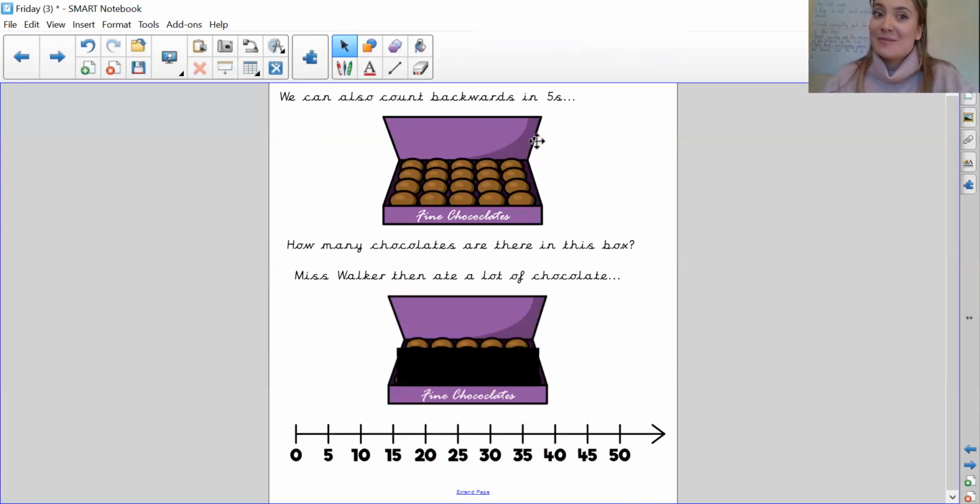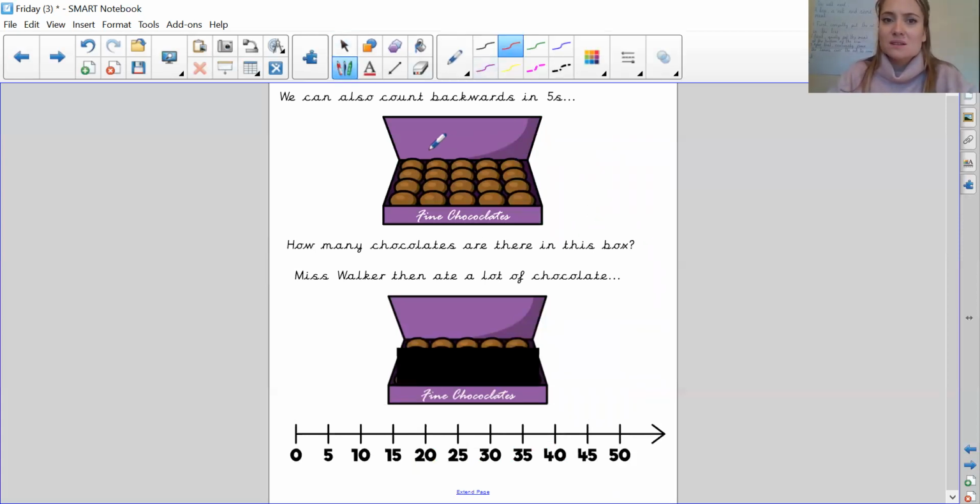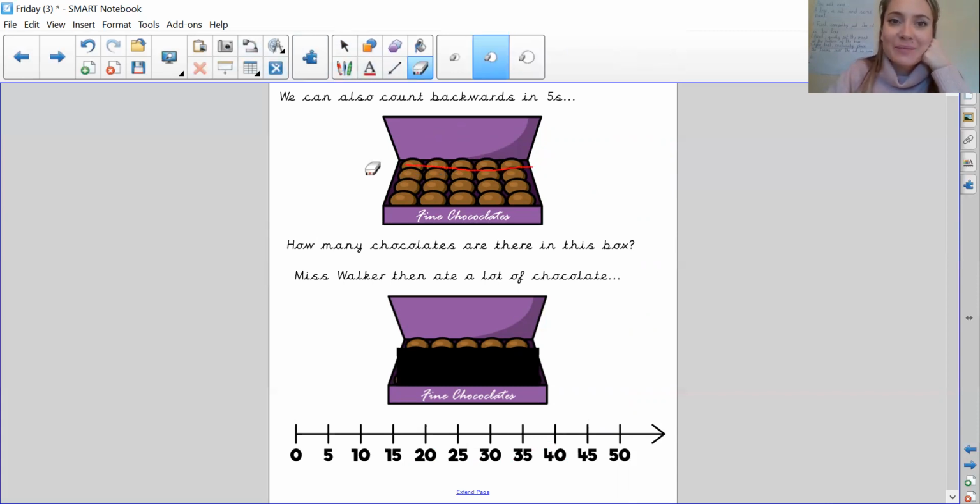Okay. Challenge now. So we can also count back in 5s. So how many chocolates are there in this box? Should we count them? 1, 2, 3, 4, 5, 6, 7, 8. That's hard to count. How could I count those? Good, in my 5s. How did you know that? Good, because there's a row of 5. Excellent. I'll try and make that a bit neater.